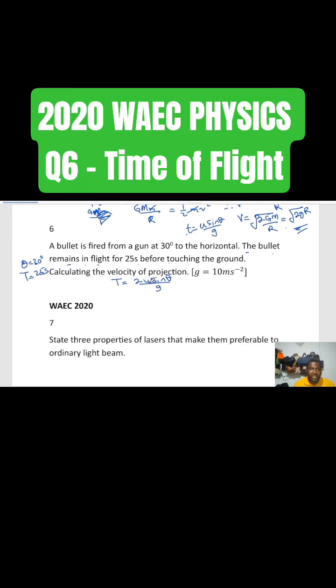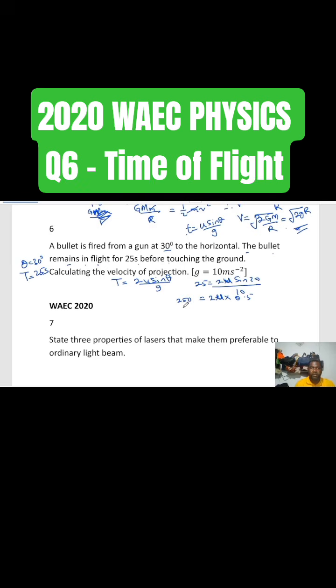So let's substitute values. First of all, your t is 25 seconds. Then you have 2u. Your u is what we are looking for. Then we have sine theta, here theta is 30 degrees, divided by acceleration due to gravity, which is 10. So if you cross multiply, you are going to have 250 is equal to 2u times sine 30, which is half, or 0.5.